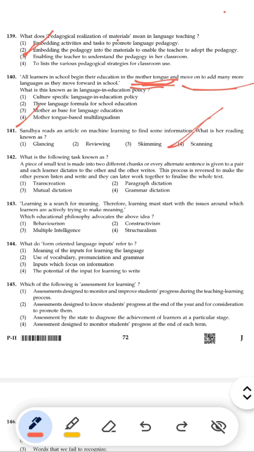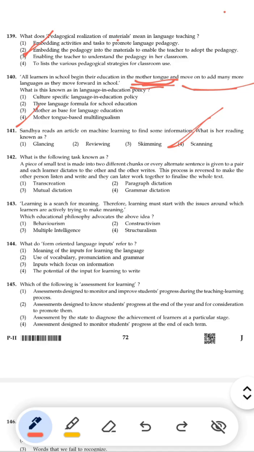142 question says, what is the following task known as? A piece of small text is made into 2 different chunks or every alternate sentence is given to a pair and each learner dictates to the other and the other writes. This process is reversed to make the other person listen and write, and they can later work together to finalize the whole text. So here a small piece of text is made into different chunks and it is actually a pair activity. One learner dictates and the other writes, and it goes on vice versa.